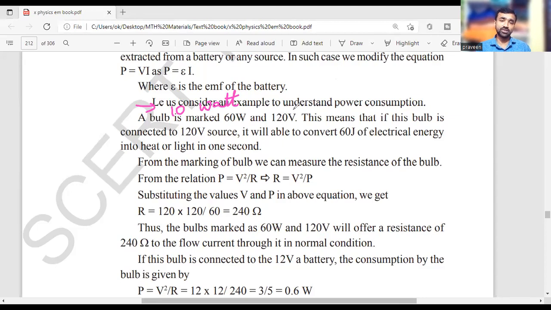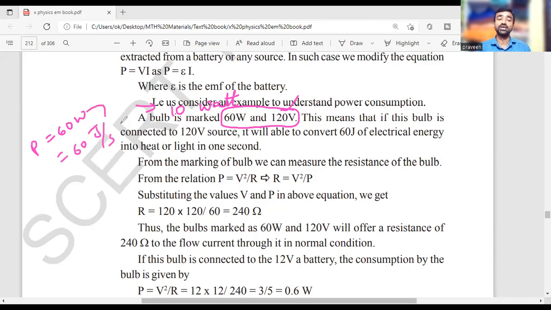So what does it mean? Suppose as an example 60 watts and 120 volts are given. So here if you create the potential difference 120 volts, then it gives you an idea that 60 joules of electrical energy is converted into heat or light in a second, right? So here simply you are able to find its power. Power P is given as 60 watts, that is 60 joule per second.